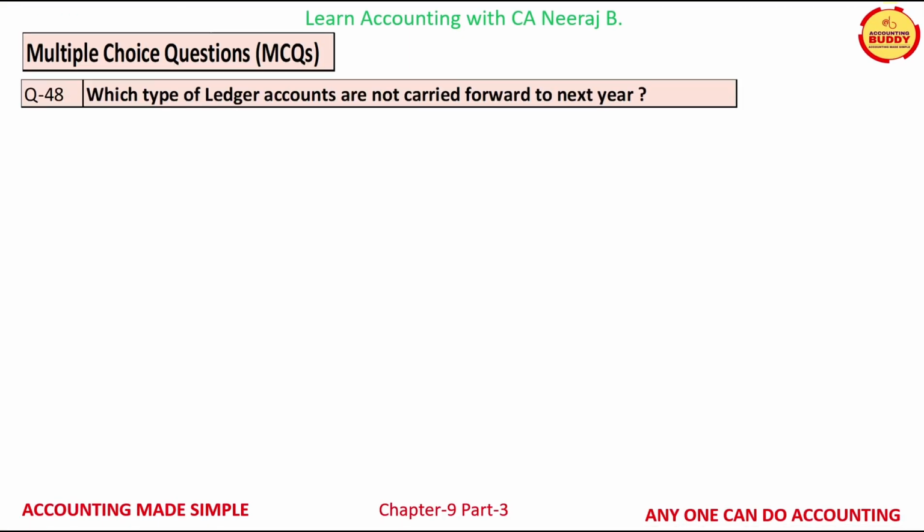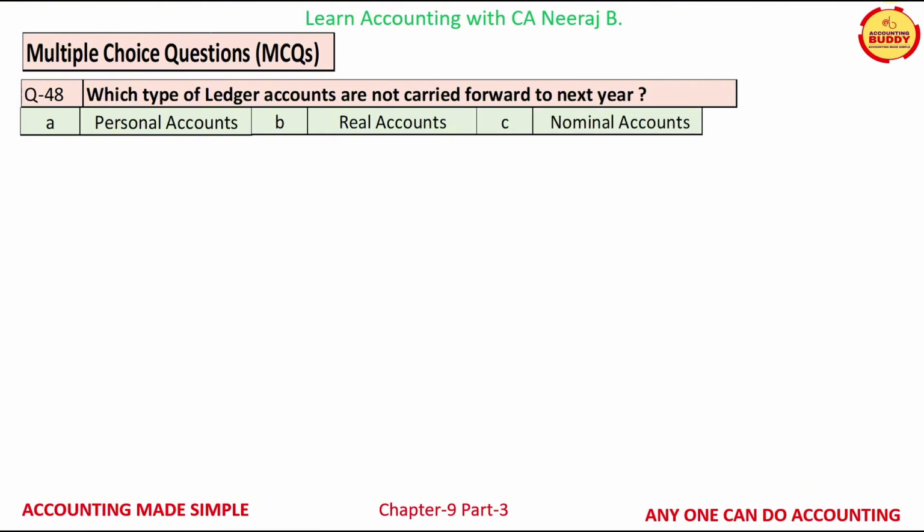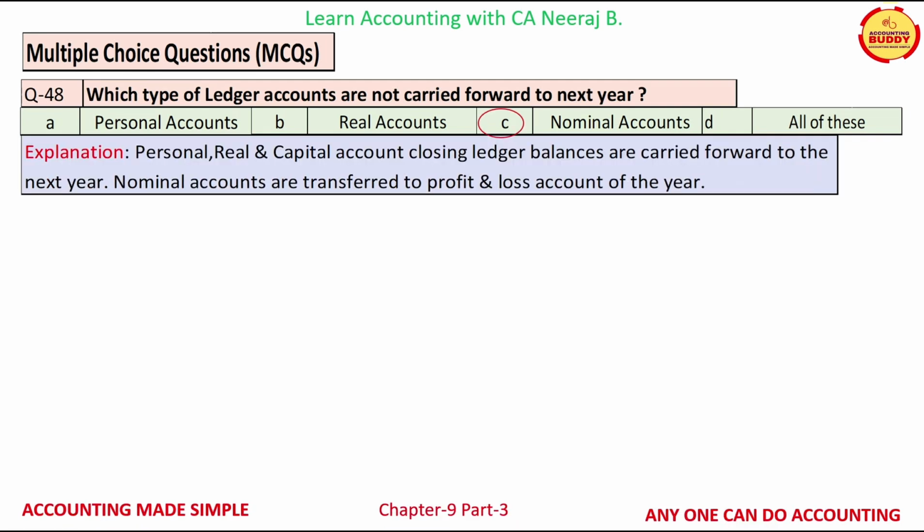Question number 48 is, which type of ledger accounts are not carried forward to next year? The available options are option A, personal accounts, option B, real accounts, option C, nominal accounts and option D, all of these. And the correct answer is option C, nominal accounts. Personal, real and capital account closing ledger balances are carried forward to the next year, whereas the nominal accounts are transferred to the profit and loss account of the year. That is why option C is the correct answer.